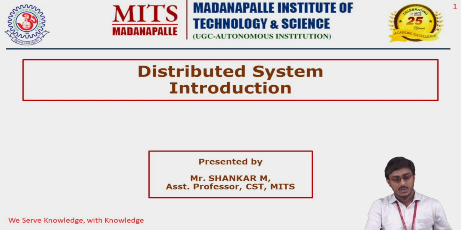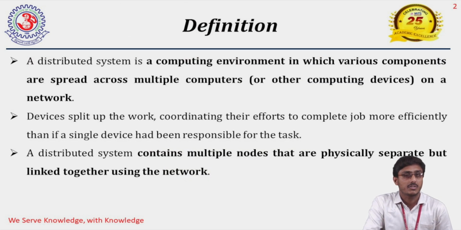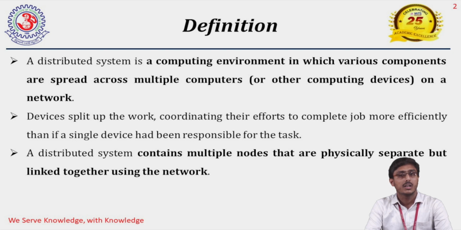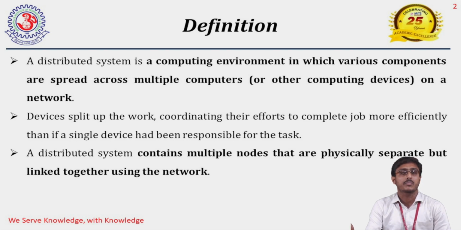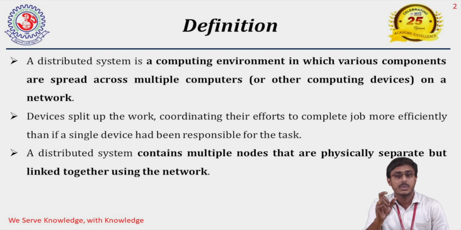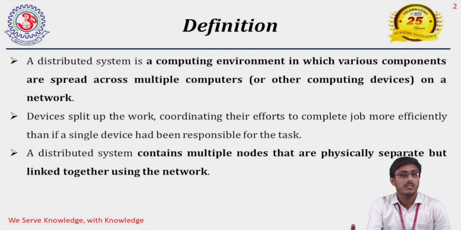Here, first we will see the definition of the distributed system. A distributed system is an environment in which we have various components spread across multiple computers. That is, it may be similar to a network. Network means the systems are connected overall, that we can call a network. Here there is one additional thing. We have various components spread across multiple systems, that we can call a distributed environment. Here, why are we going for this distributed environment?